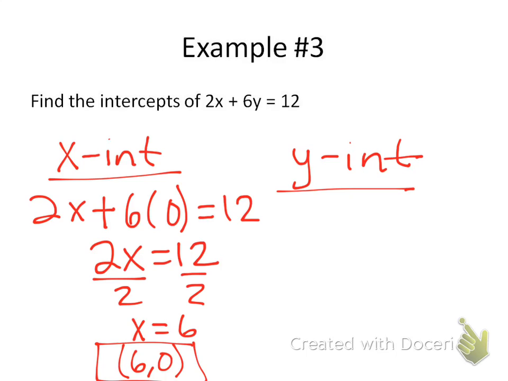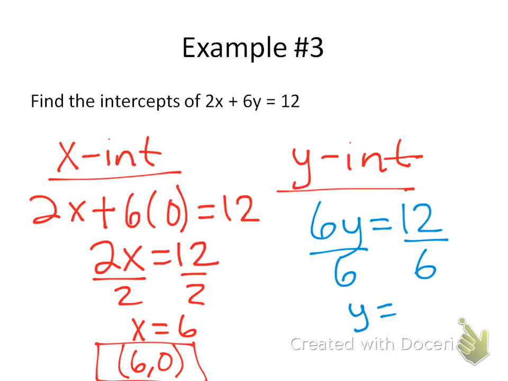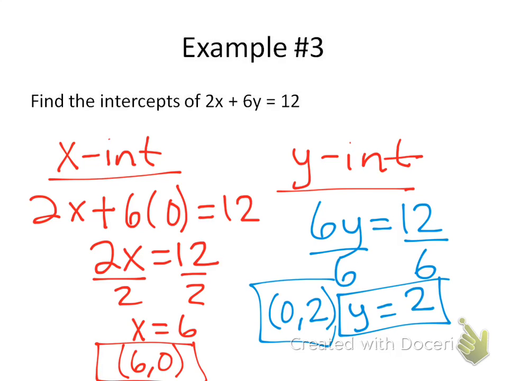How do I find the y-intercept? Yeah, I'm going to plug 0 in for x this time. What's 2 times 0? 0. So I'm going to jump right to 6y equals 12. So what's my y-intercept? 2. Great. As an ordered pair, the x is 0, the y is 2.